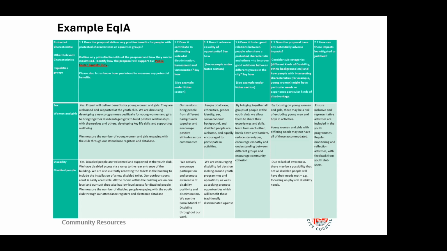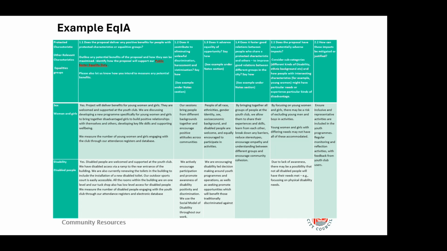Then column 1.2 asks how your project will contribute to eliminating discrimination. Think about if there's traditionally a lack of awareness of the barriers some groups face, and that could be physical or structural, that your project could help address. Column 1.3 and 1.4 ask you to consider the intersection of different equality groups.